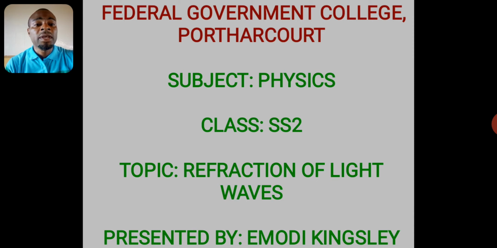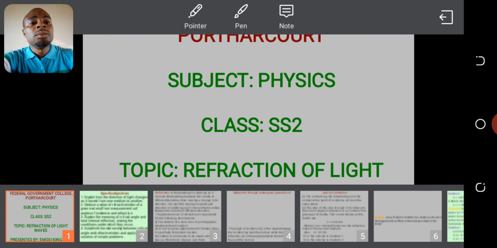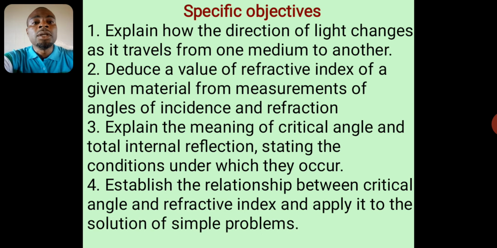The specific objectives for this lesson include: number one, explain how the direction of light changes as it travels from one medium to another. Number two, deduce a value of refractive index of a given material from measurements of angles of incidence and refraction.